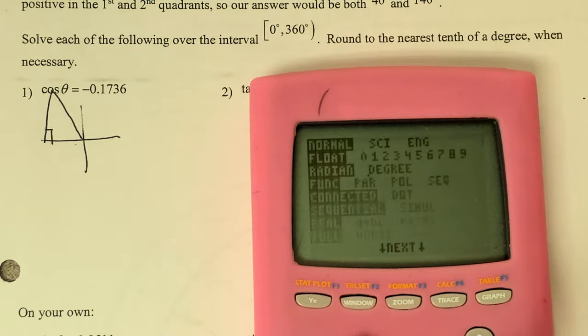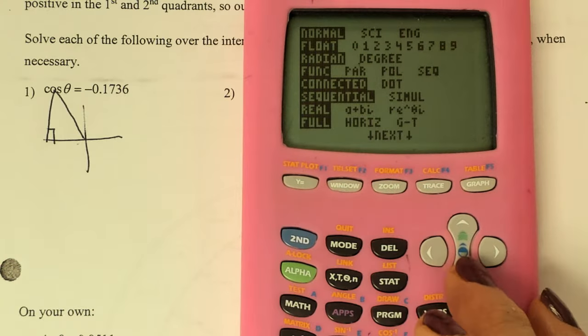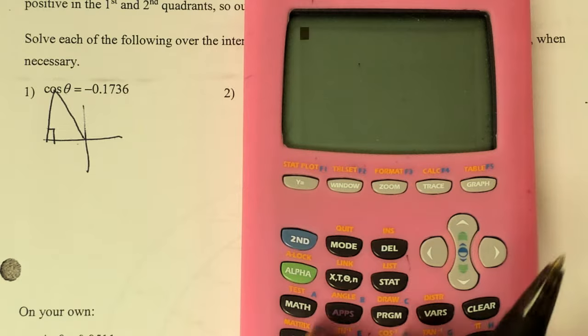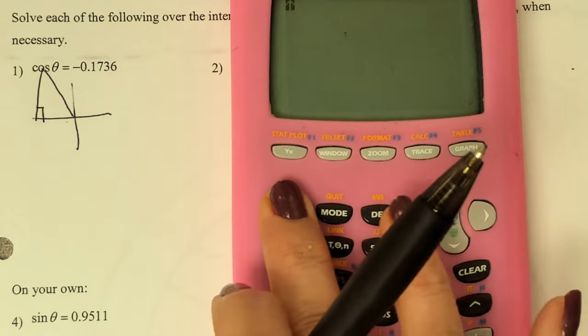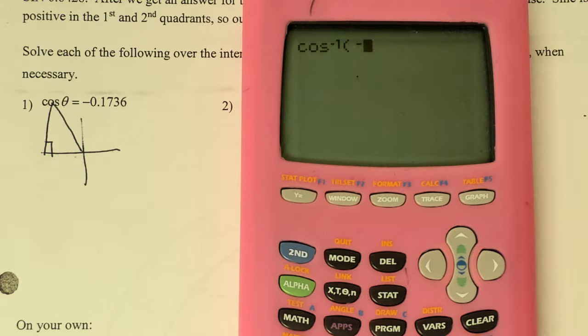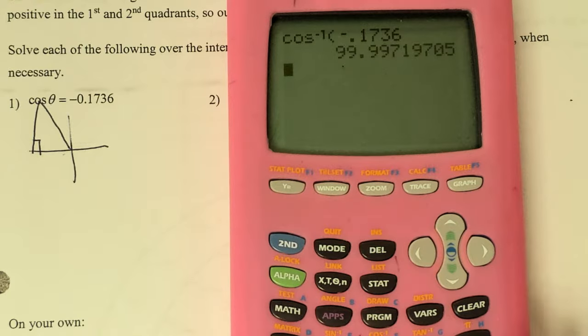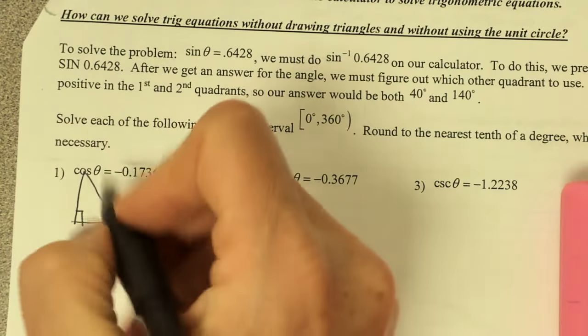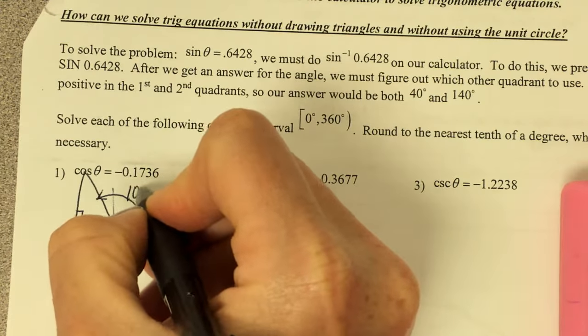First of all, go to your mode. Make sure that your mode is in degrees. So change that. If I want to find an angle, I have to push second cosine to get to inverse cosine, and then I type in that ratio. I push enter, and it tells me that this is my answer. We're rounding that to the nearest tenth of a degree. So what would it be? Just 100 degrees. So here's my first answer, 100 degrees.